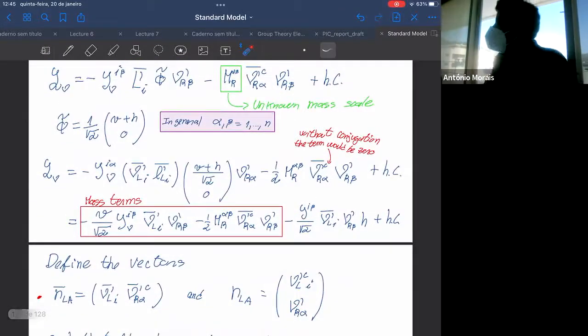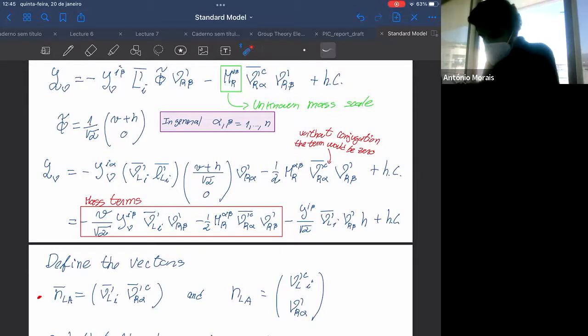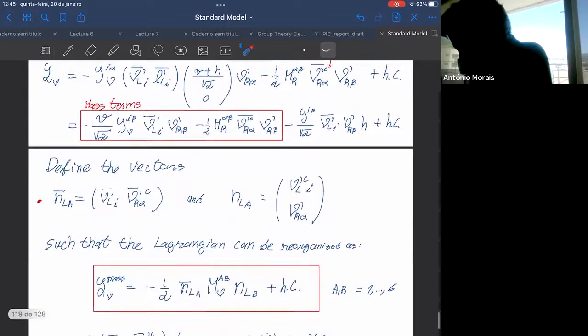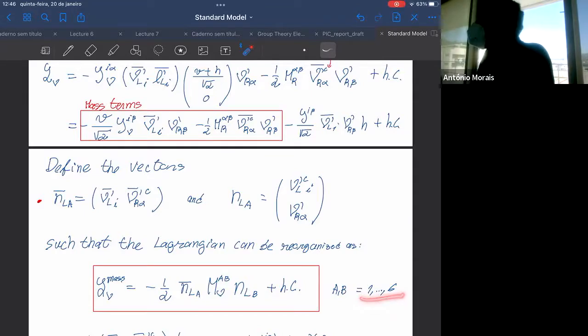This is just to make the notation more compact. We can define these vectors that you see here, such that the Lagrangian can be reorganized in this way. Now I'm writing with the big indices, A and B, because this goes from 1 to 6. Because if I want to reorganize, look, here I have two right-handed ones contracting with each other. And here it's left and right. So the mass matrix has to be such that it covers all these indices, not only 1 to 3, it has to cover 1 to 6.